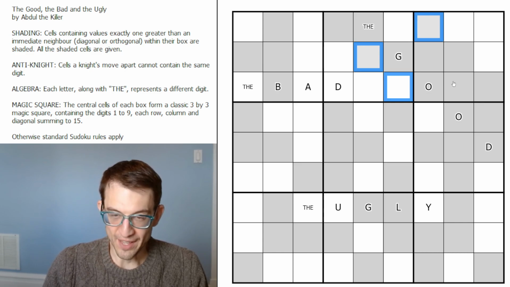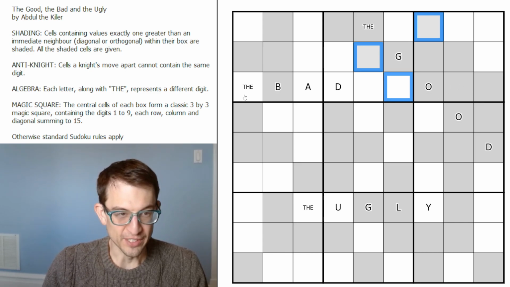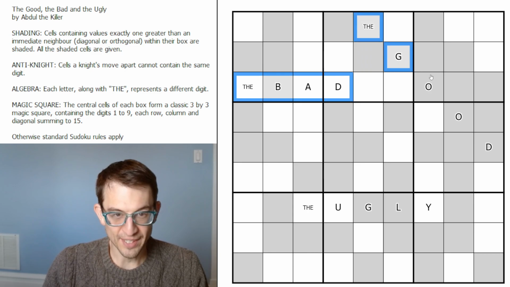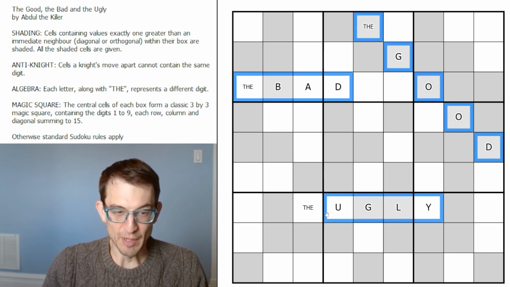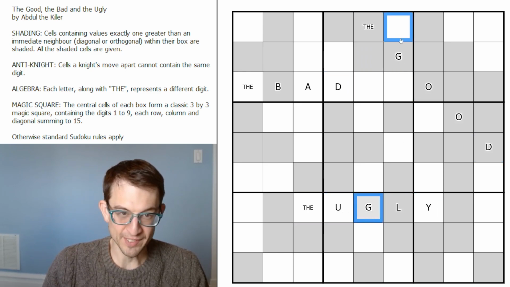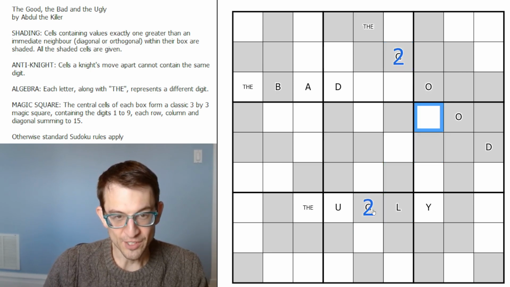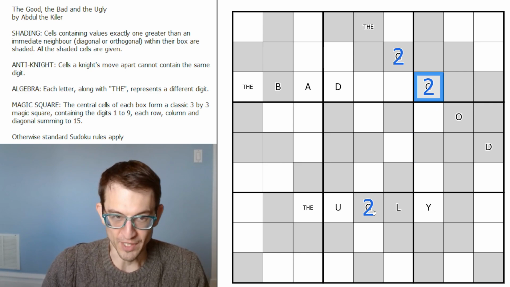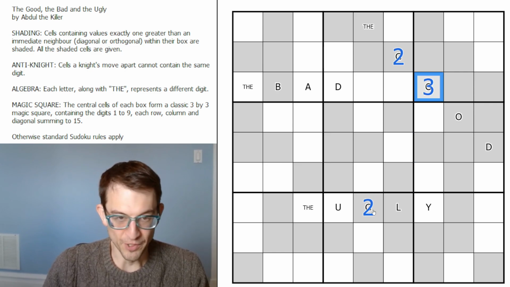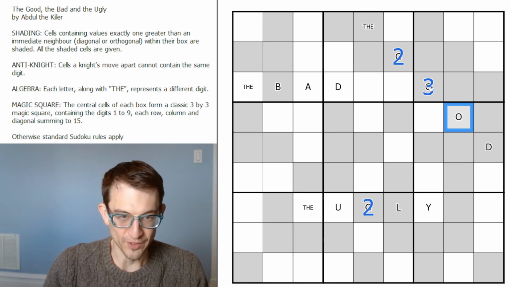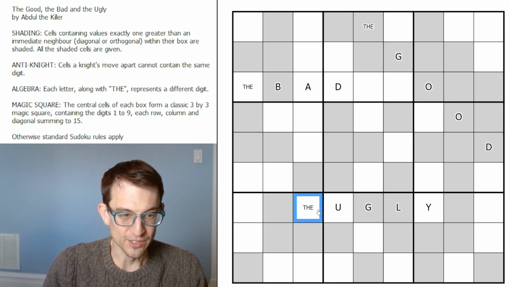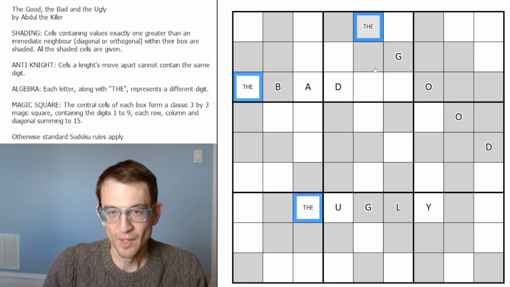Algebra: each letter represents a different digit. So I've got these letters here, and they represent something. This G is going to have to be the same digit as this G here. And if I'm reading this right, that means that this also has to be different from this O. So these 2 G's, let's say these were 2, right? This O could not be a 2 because they have to be different digits. Whereas if it were a 3, then this O would also have to be a 3. And the same thing with the other letters. So those are all the same digit.